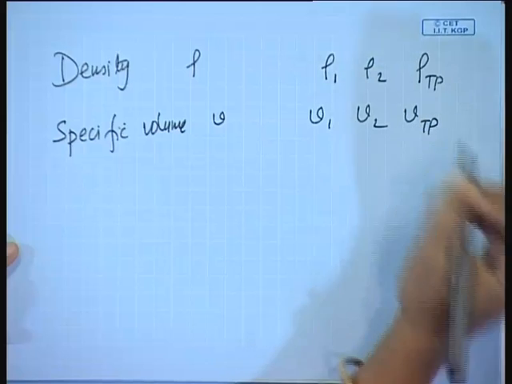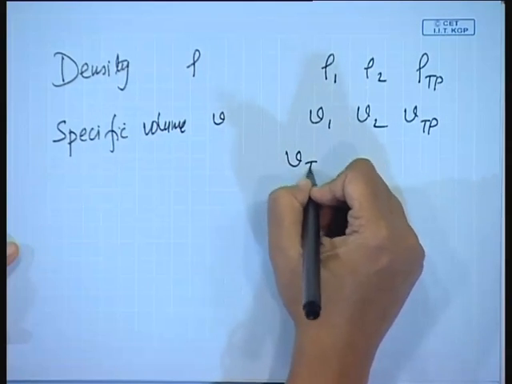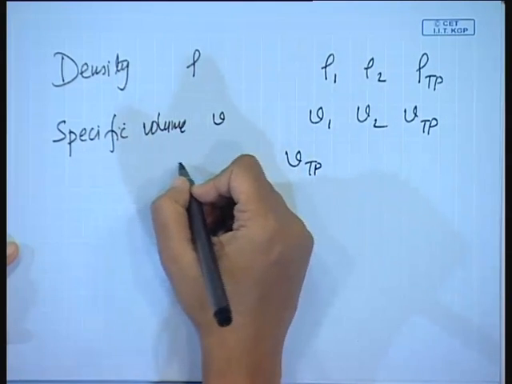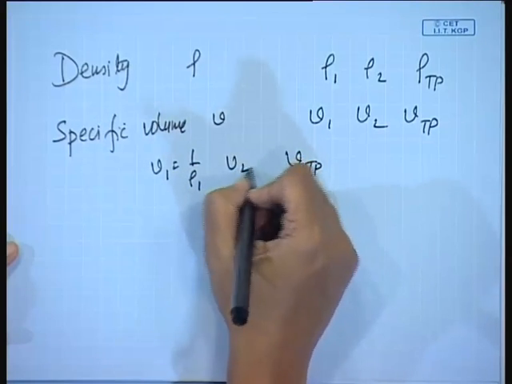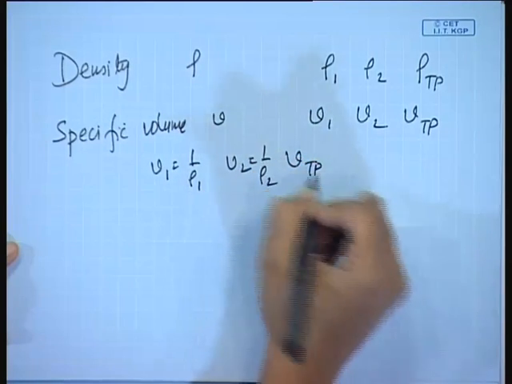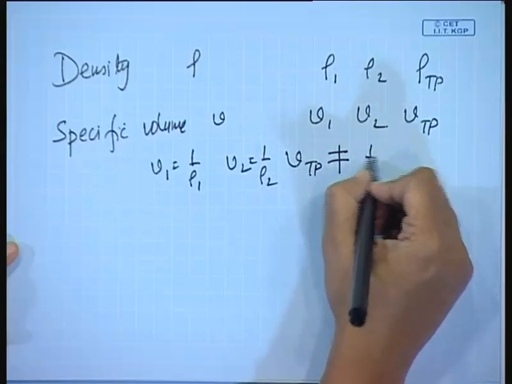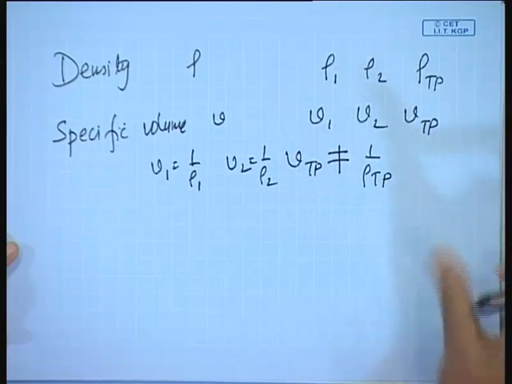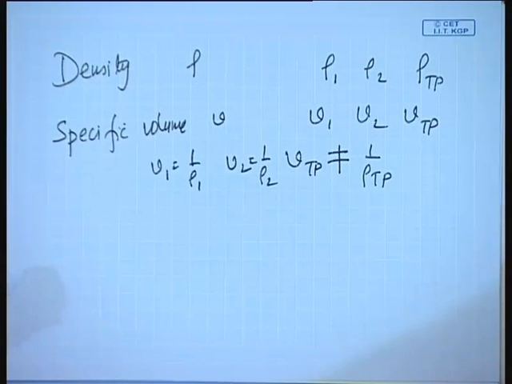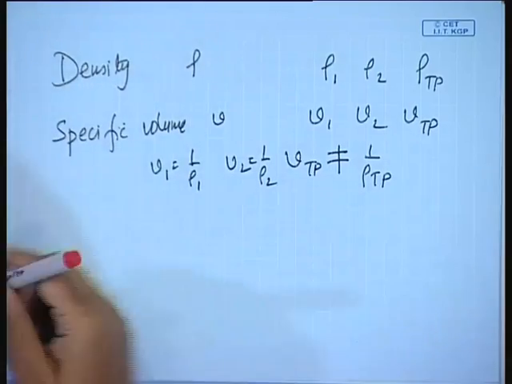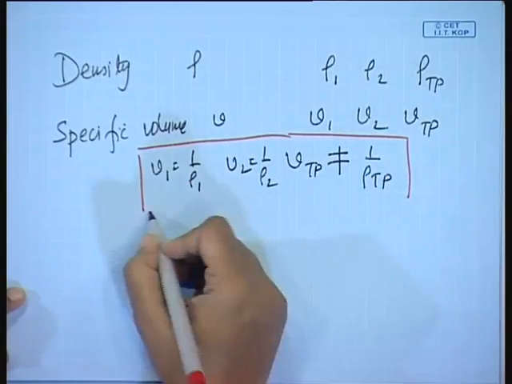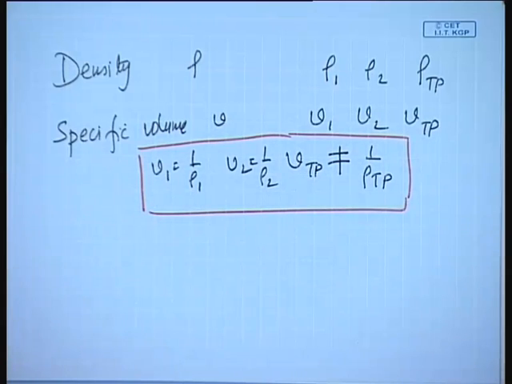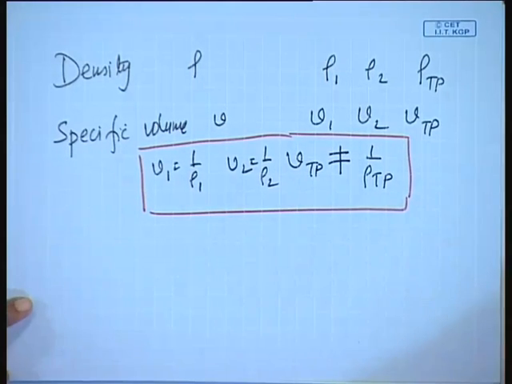and VTP. And remember one thing which we have already discussed, that V1 equals 1 by rho 1, V2 equals 1 by rho 2, but VTP is not equal to 1 by rho TP. Please remember this particular thing, this is something very, very important. We have already discussed it, I think, in the introduction class, isn't it?